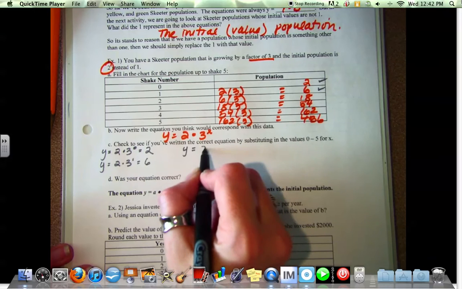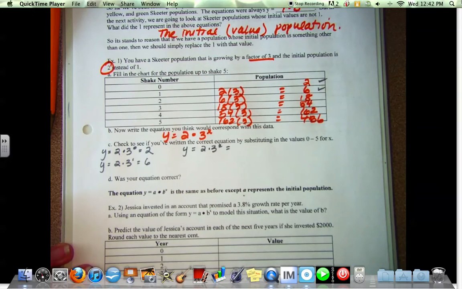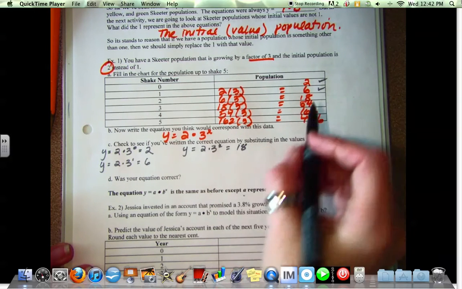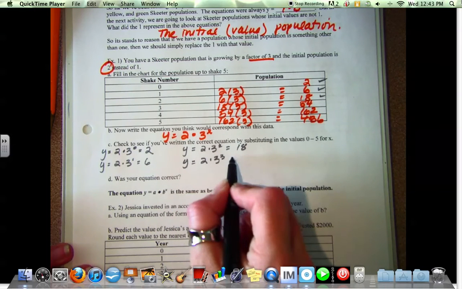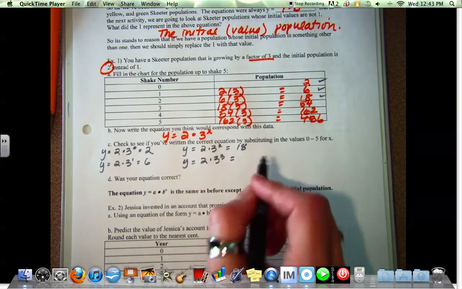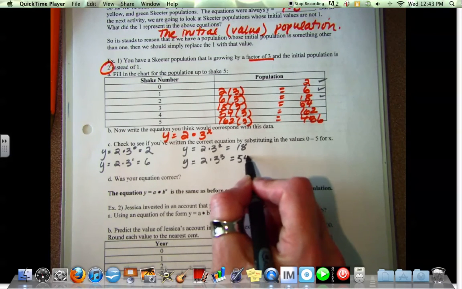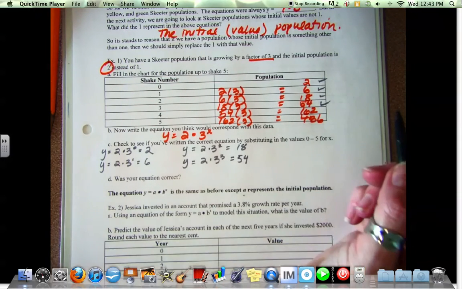Y equals 2 times 3 to the second power. 3 squared is? 9 times 2 is? Do we have 18? Y equals 2 times 3 cubed, sorry. 3 cubed is? 27. And 27 times 2 is? 54. So do we have 54 for our third shape? Okay. Is our equation correct?